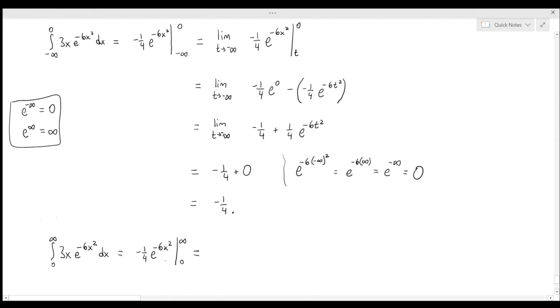Now again, formally, when you're trying to evaluate at infinity, you want to rewrite it in terms of a limit. This time I'll do the limit as t approaches infinity.